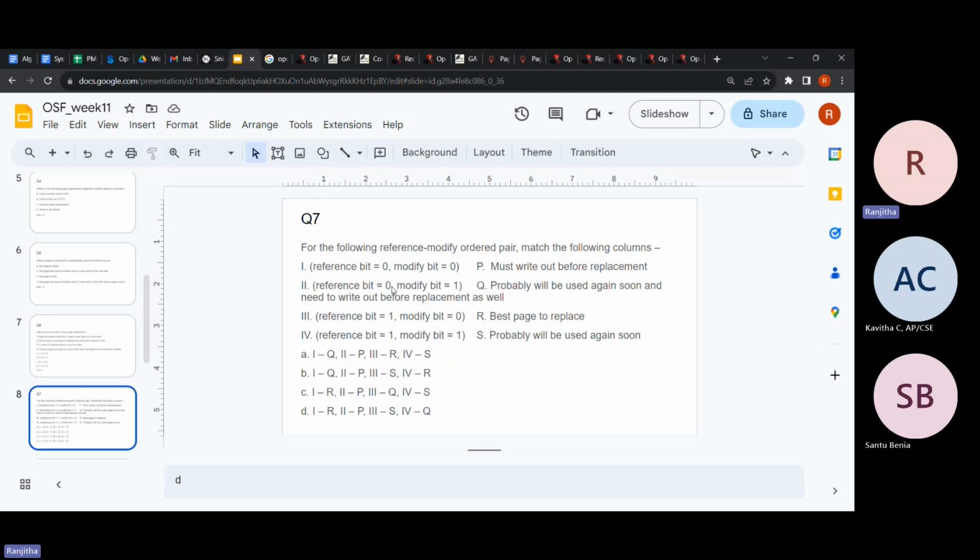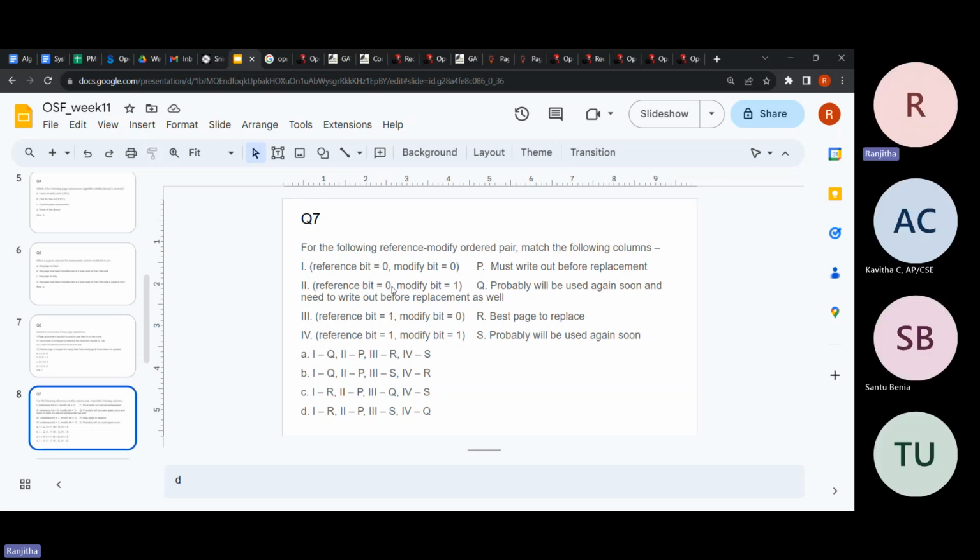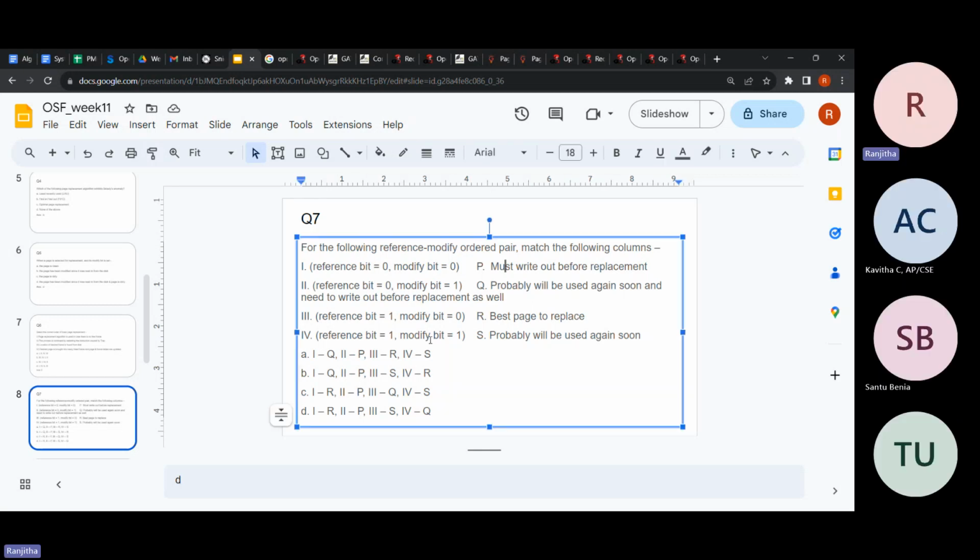And 3 is reference bit 1 and modify bit 0. So it implies that it is referenced recently, but it is not modified. So probably this page recently came and the probability that it would be used again soon is high. So 3 will be S. And reference bit 1 and modify bit 1 again means that we need to write out before replacement and the probability that this will be used again is also high. So it goes to Q.